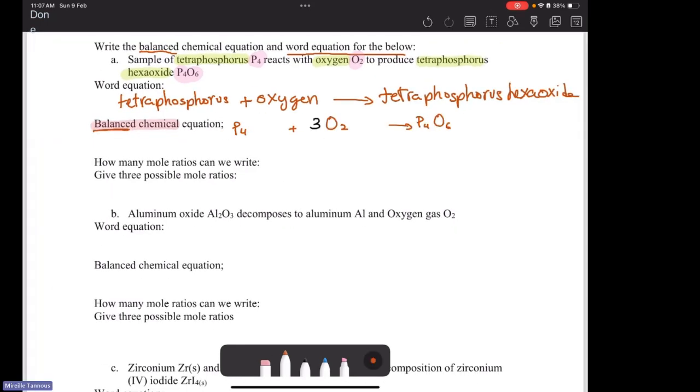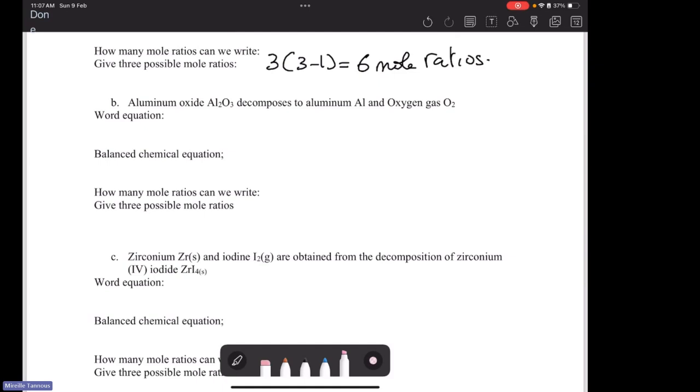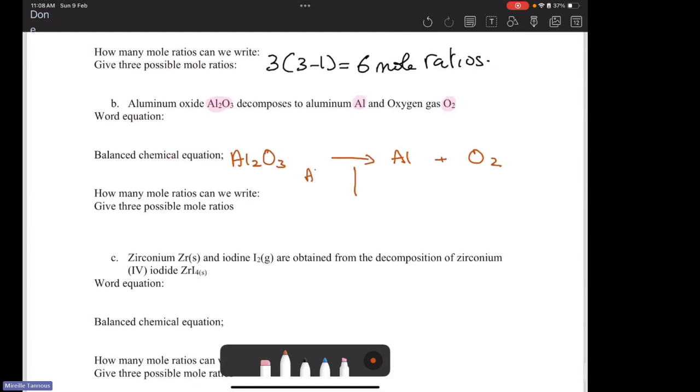How many mole ratios can we write? Since we have 3 substances, then we can apply the formula. 6 possible mole ratios we can write. Again, 2 more questions. Aluminium oxide decomposes to aluminium and oxygen. We need it balanced. So here I have 2Al and 3O, 1Al and 2O. So I'm going to multiply this by 3 and this by 2. So here's 2 and here's 3. But the number of aluminium changed to 4, so I'm going to multiply this by 4.